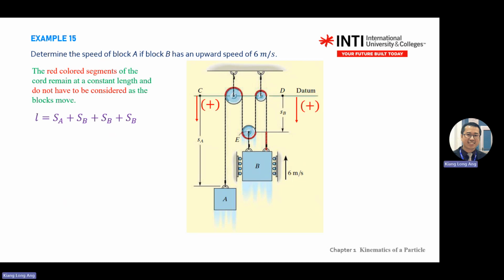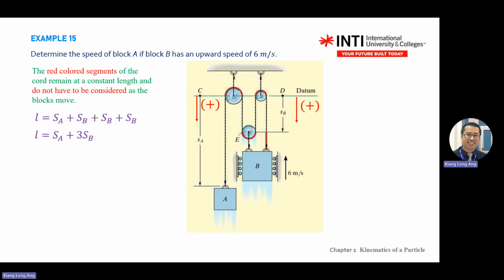So how do we get the total length? That's A plus this one plus this one plus this one. So you have 3 SB: 1, 2, 3. This one doesn't count because it doesn't change. This length doesn't change either. This one is a hook, so it doesn't matter. So LT equals 1 SA plus 3 SB. That is the first step in the calculation.